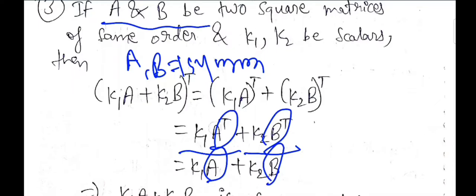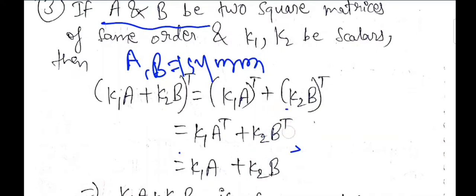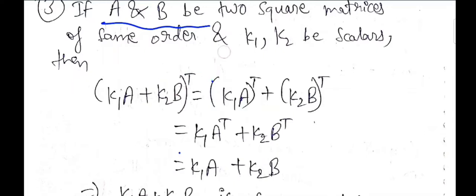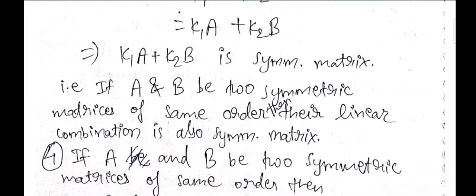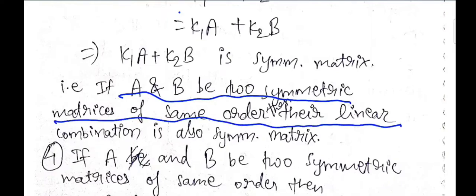So when A and B are symmetric matrices, clearly K1A plus K2B, meaning a linear combination of the matrices, will also be symmetric. So K1A plus K2B is a linear combination of the matrices and it is also symmetric. That is, if A and B are two symmetric matrices of the same order, then their linear combination is also a symmetric matrix.